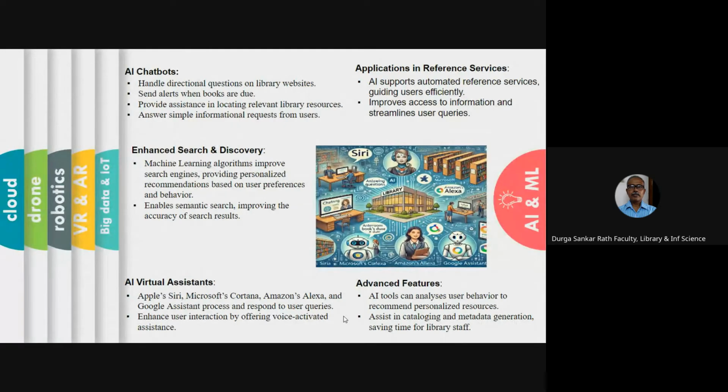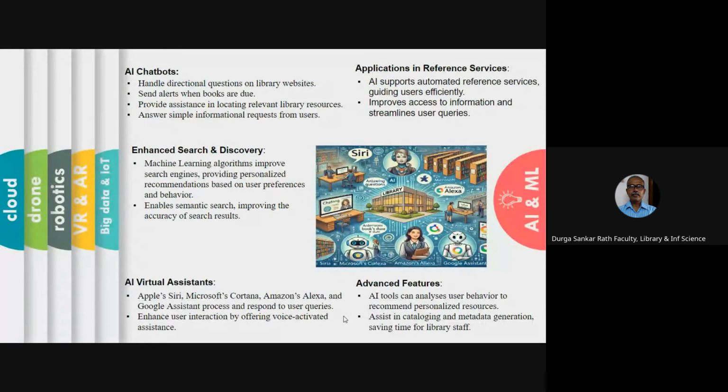AI virtual assistants are there, like Apple Siri, Microsoft's Cortana, Amazon's Alexa, very popularly used all over the world, and Google Assistant, which process and respond to user queries. These are very frequently used, and they ultimately enhance user interaction by offering voice activated assistance. Voice activated assistance means, for physically challenged or visually impaired persons, their text files can be read in different voices, and probably some sort of augmented reality can provide help to them.